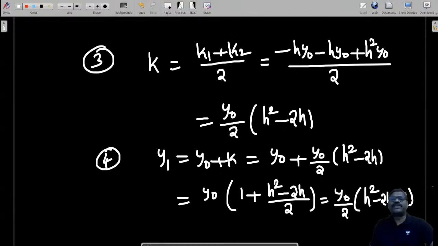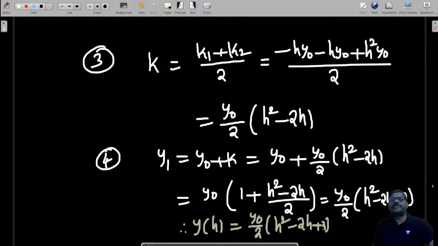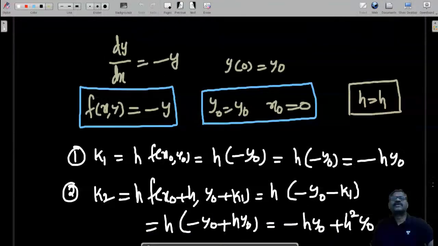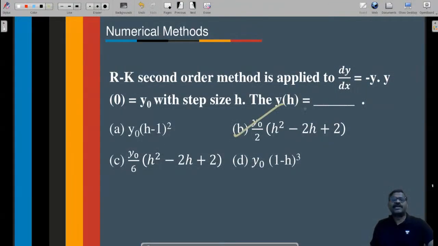The value of y1, the value of y after first iteration, is y naught by 2 of h square minus 2h plus 2. Therefore, second option is correct. Understood?